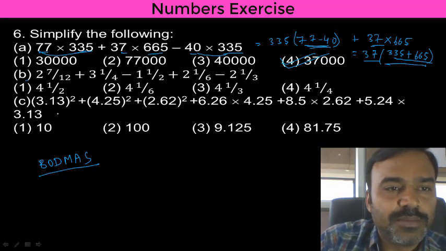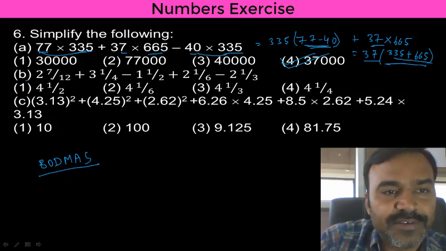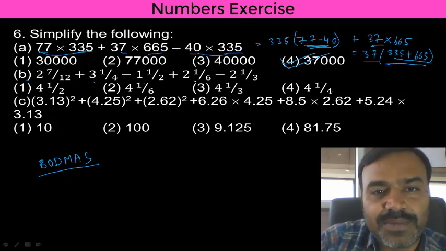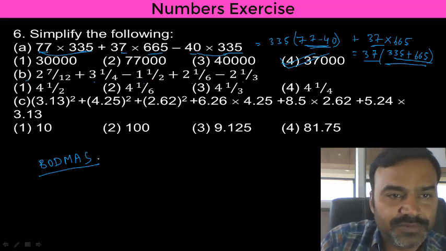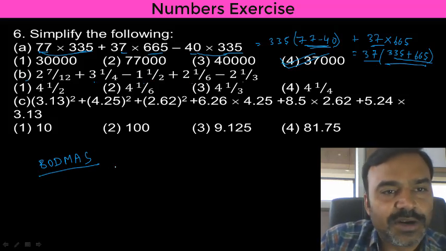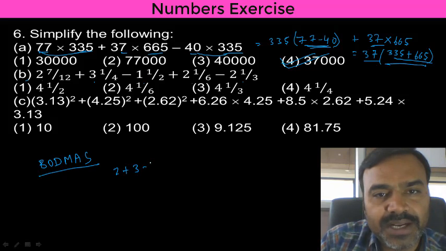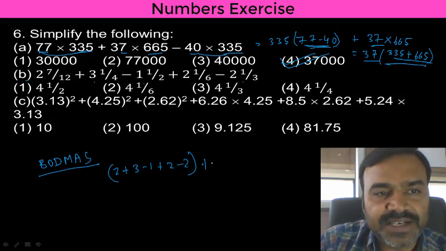Now question number B. Here it says 2 7 by 12, 3 1 by 4, 1 1 by 2, 2 1 by 6 and 2 1 by 3. So what should we do? Add the integer part. So 2 plus 3 minus 1 plus 2 minus 2. So integer parts together and fraction parts separate.